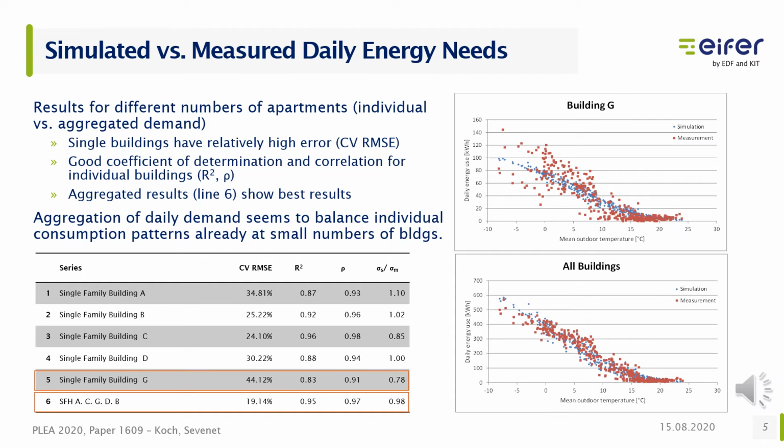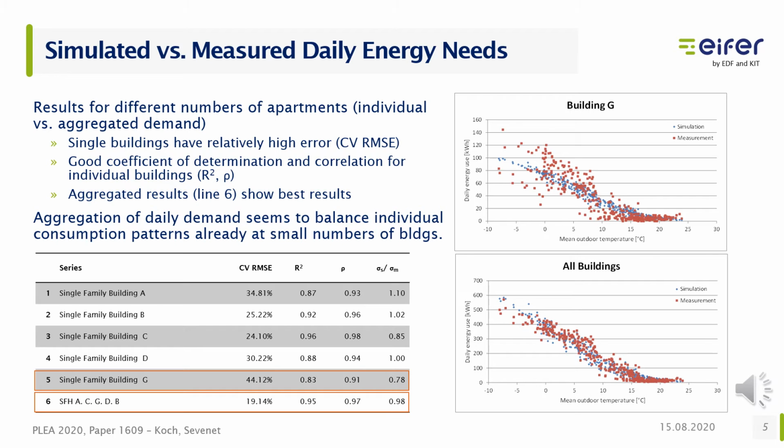For the application case, we compared the simulated to the measured daily energy needs for a group of 5 buildings. So we had the measured data on an hourly basis. We aggregated those to daily consumptions, and then we made the calculation based on the mean outdoor temperatures as well as the annual heating needs, which usually come from the billing for a residential sector, for example. And in the comparison, we did this for individual buildings, each of those depicted in line 1 to 5 in the table, as well as for the aggregated buildings in the lower line 6.